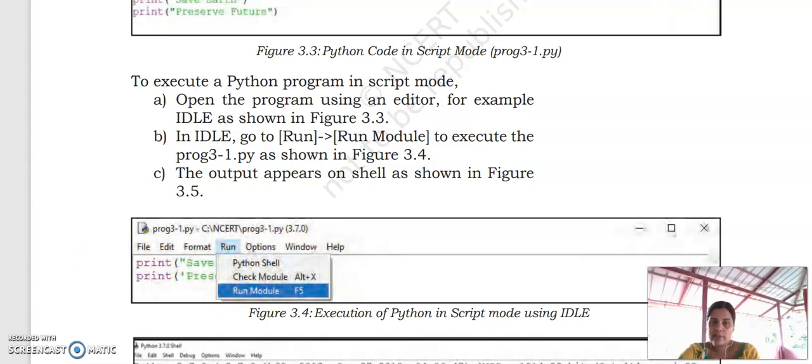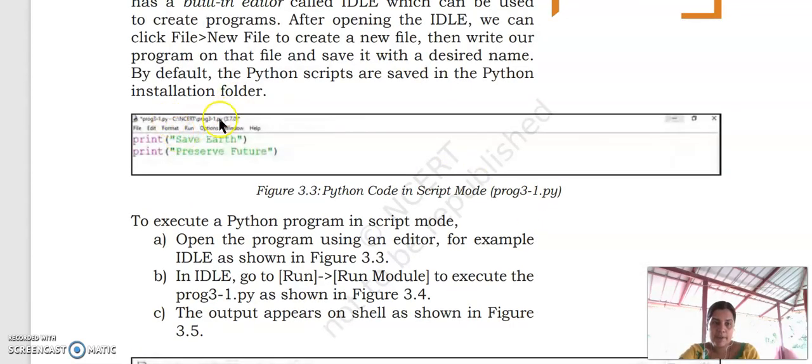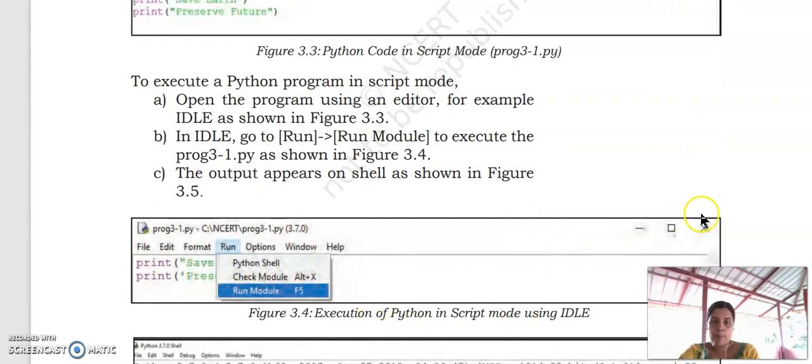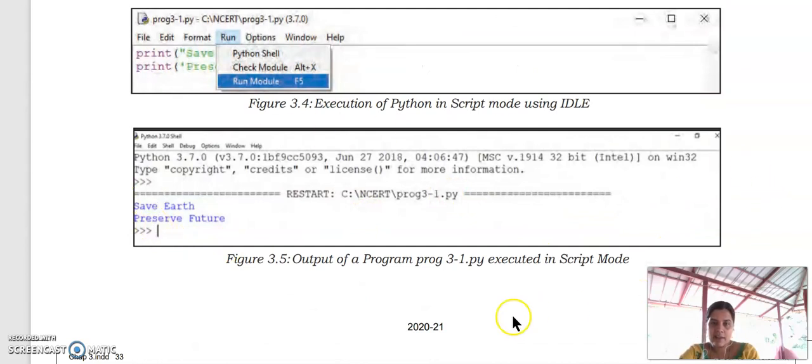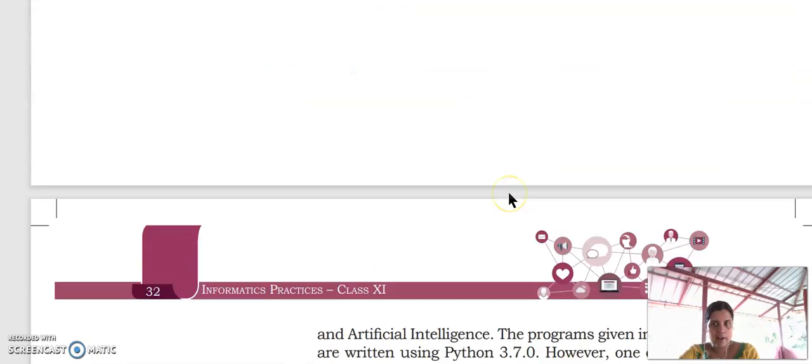So by using script mode, we can save the program. Here prog1.py is the program. Then the output appears like this, in a new window. If there is an error, it will be displayed here. Otherwise, a message is displayed that the program is saved for future use. So like this we can execute our Python program.